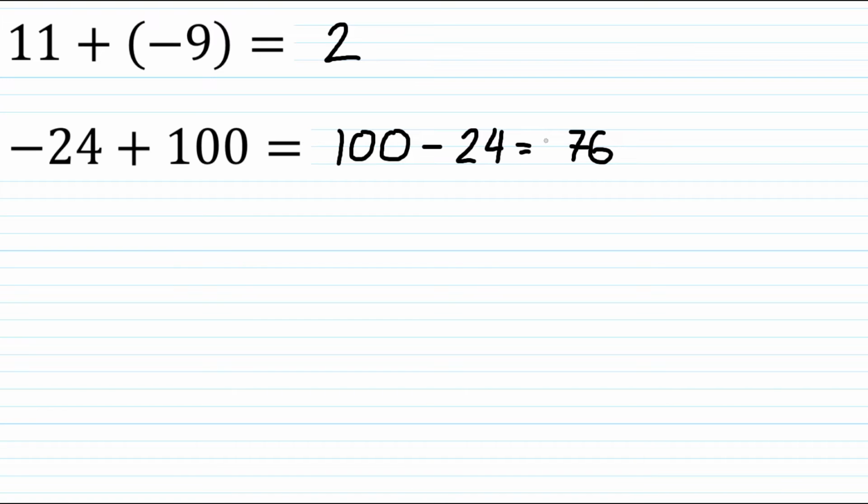Okay, and then determining which number has a greater absolute value. So we have 100 and 24. We know that 100 is greater than 24. So the sign that we're going to follow is positive. So the final answer is positive 76, or we can simply write 76 here. Okay? So that's example number 2 for addition of unlike sign numbers.